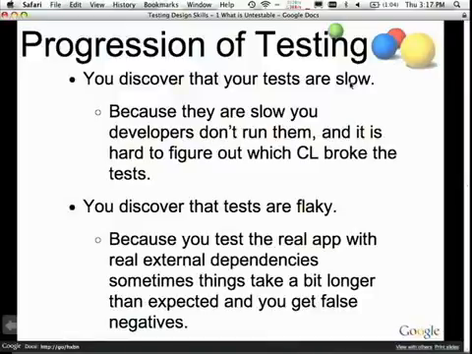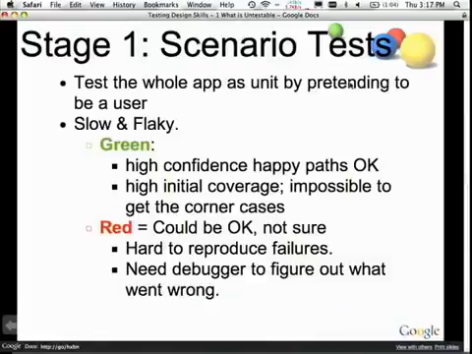So we kind of mentioned this, that you discover basically that your tests are slow and you discover the tests are flaky, right? We kind of covered this. So this is the first stage of unit testing. People discover, hey, tests, good. So we can automate this thing.